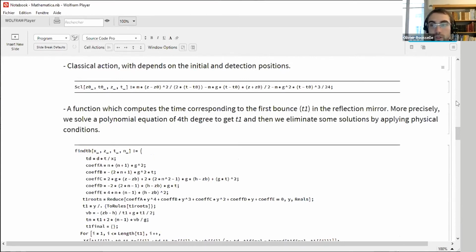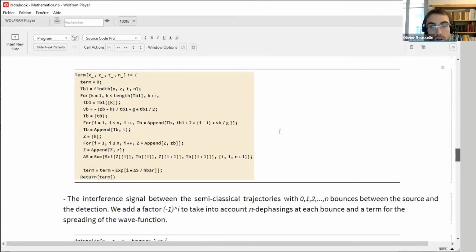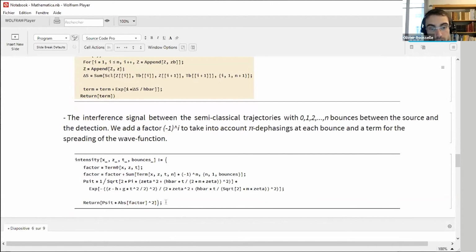So we compute the wave functions, and at the end we just sum the different wave functions for the bounces we considered. This is the function implemented in Mathematica. You also add, as I told you, a phase shift factor, -1 to the power i, where i is the number of bounces you consider: 0 for the direct trajectory, and it could be 1, 2, or 3, etc. You sum those different terms, and then you can compute the intensity at the end on the detection plate.